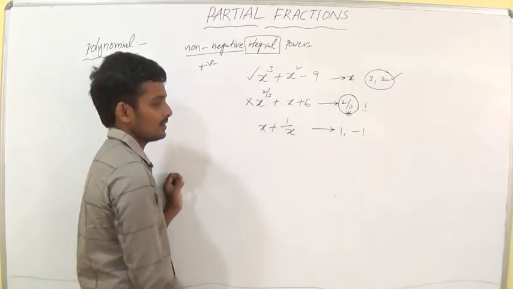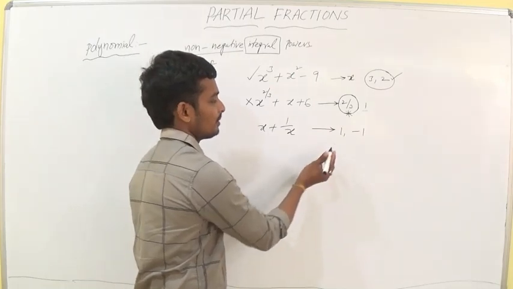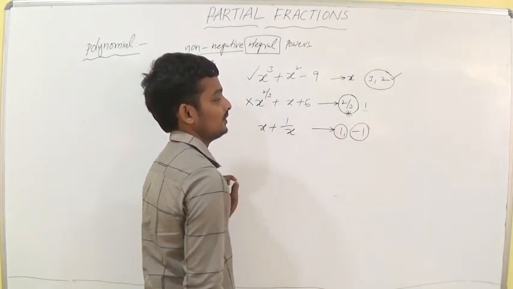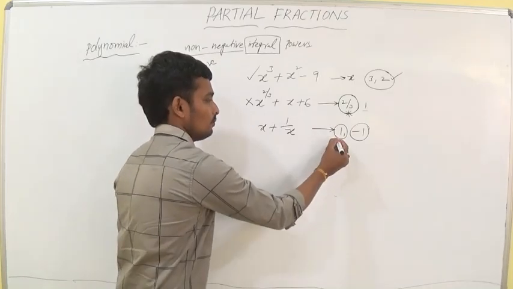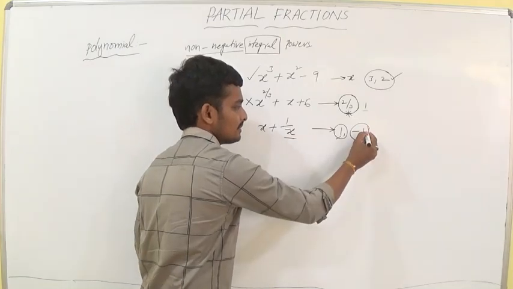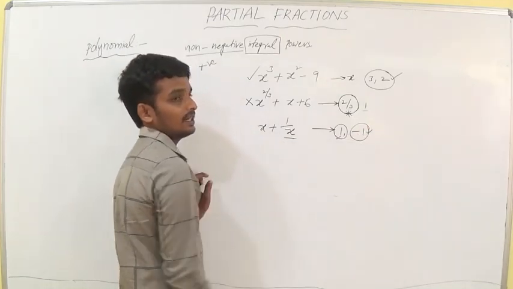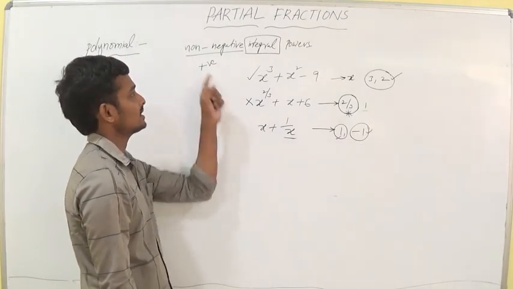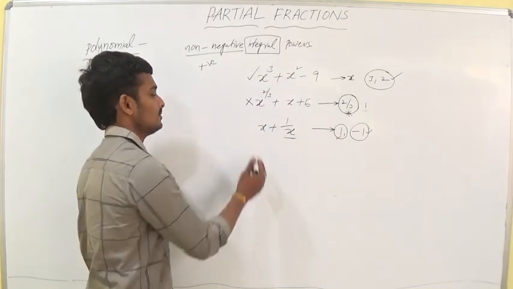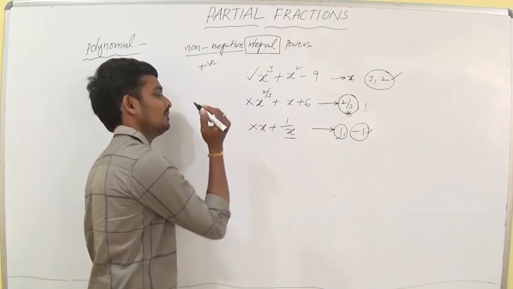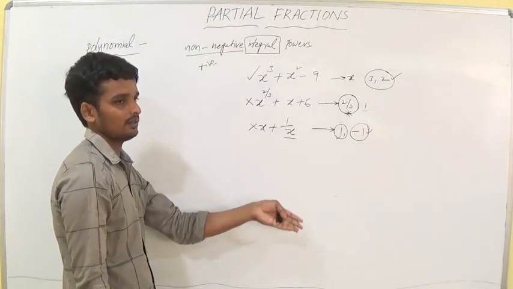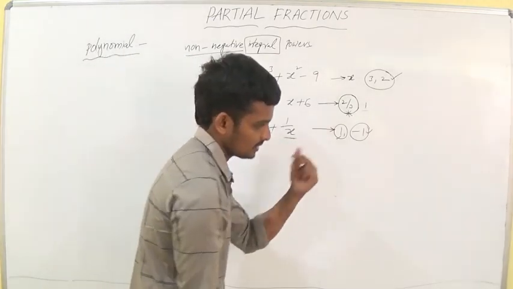Am I right? Now observe this. The power of x here is 1, here minus 1. Here 1 is okay, but the power of the second x is minus 1. Minus 1 is a negative number. This is not a non-negative integral power. This is a negative term. So this is not a polynomial.